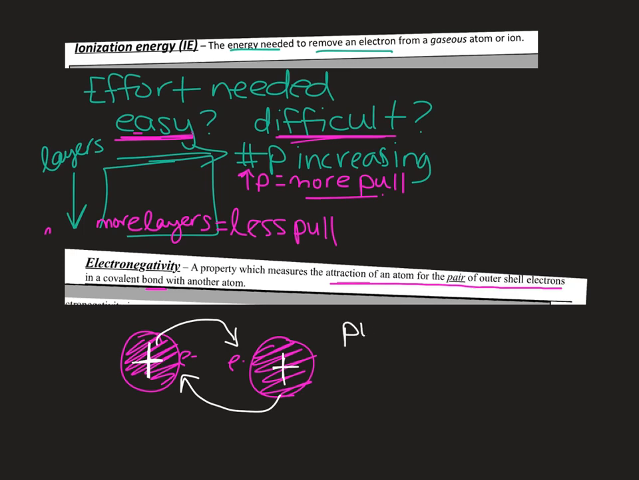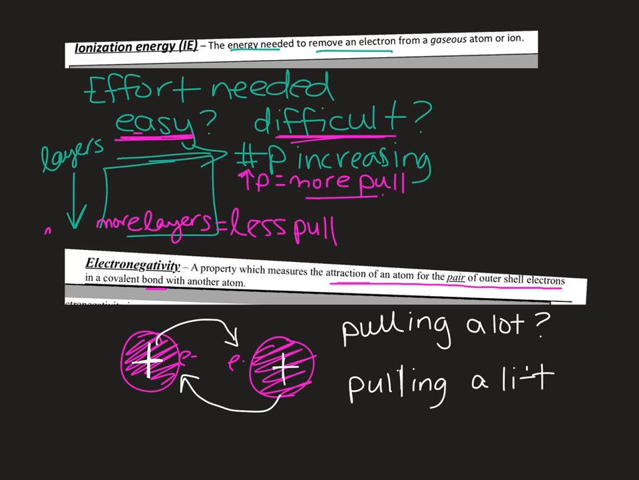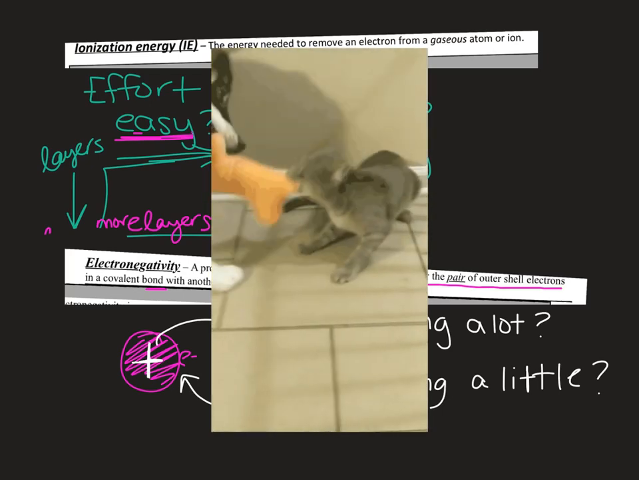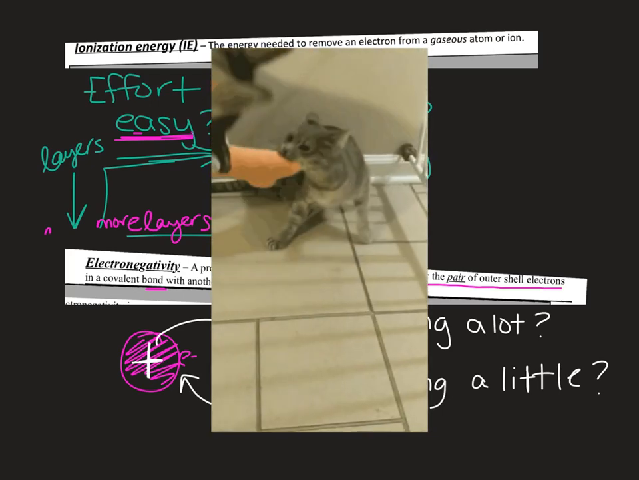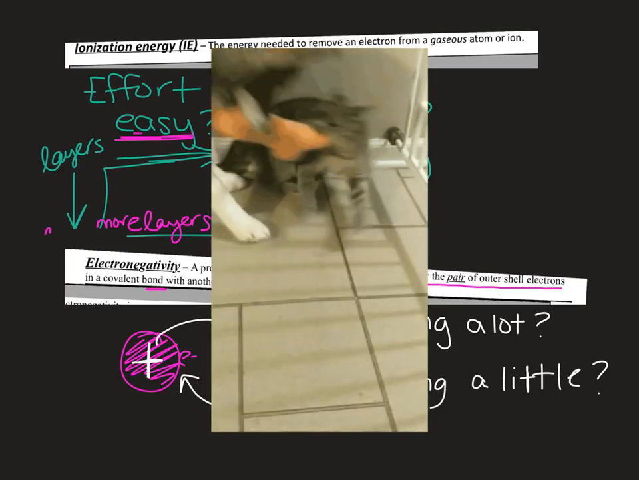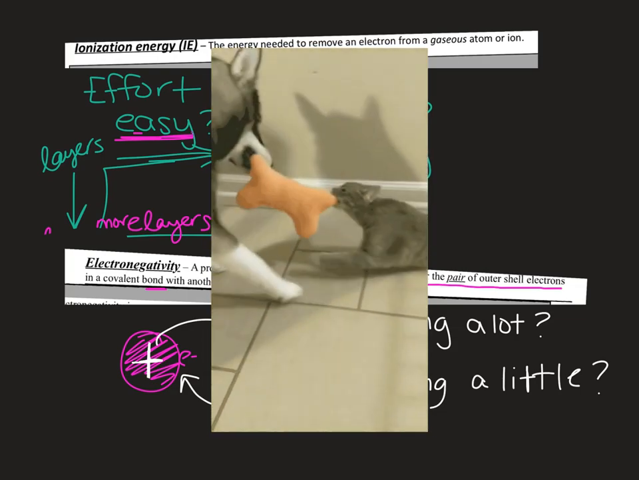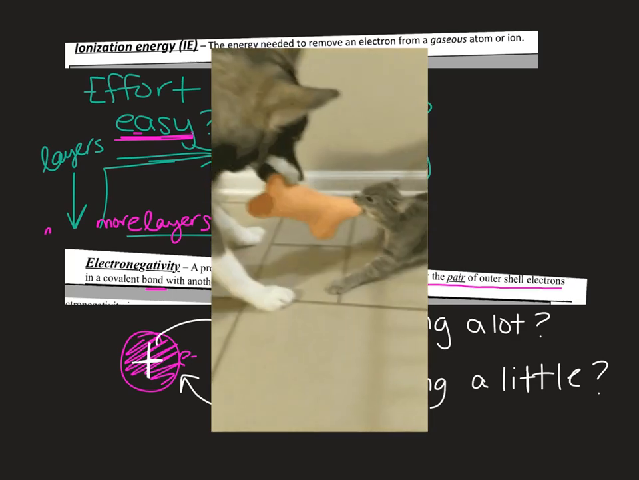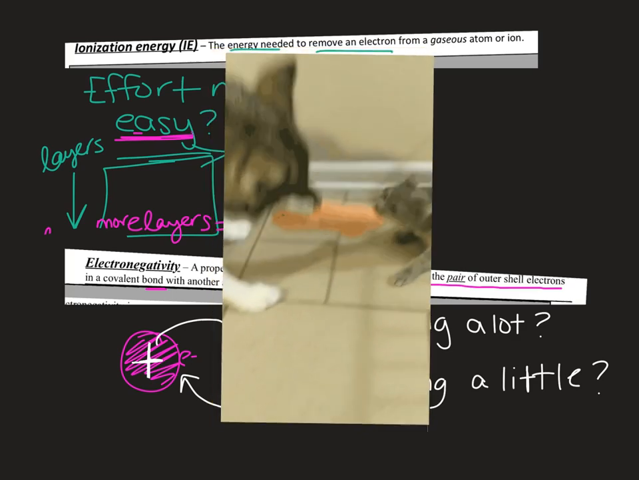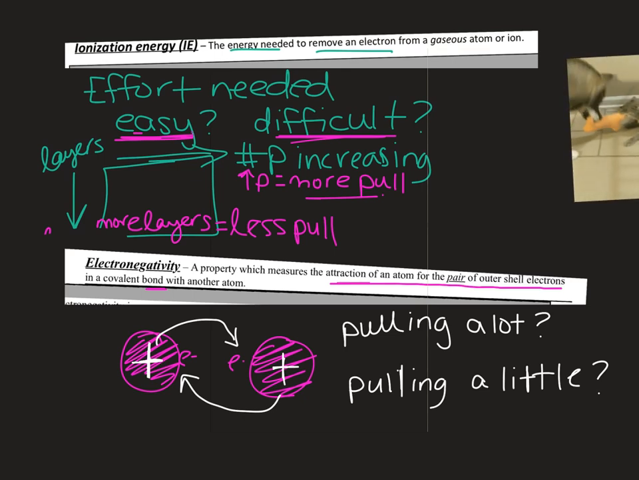So pulling a lot or pulling a little? A good example of that would be like a tug-of-war game. So as you can see here, the dog right here is beating the cat, and therefore that would be a higher electronegativity than the cat has. We'll leave that right there. All right, so electronegativity is, are they pulling a lot or pulling a little?